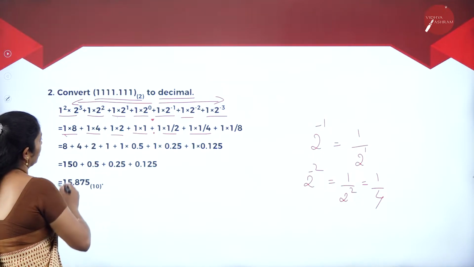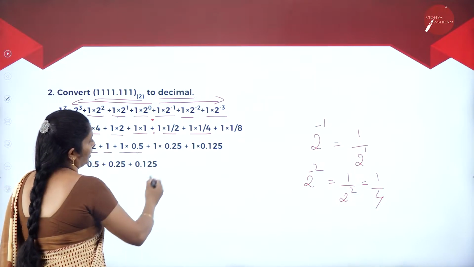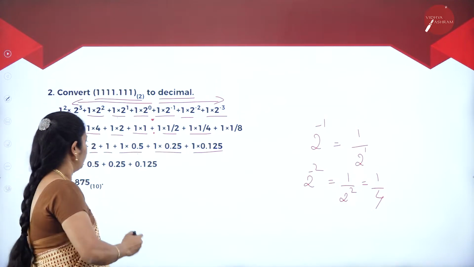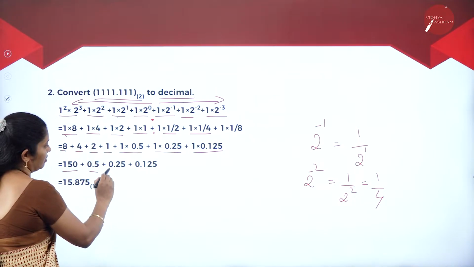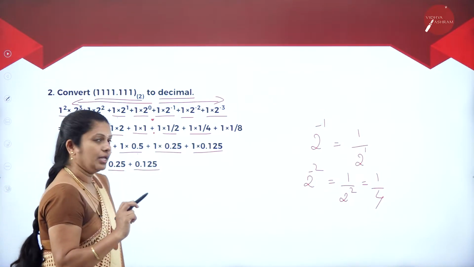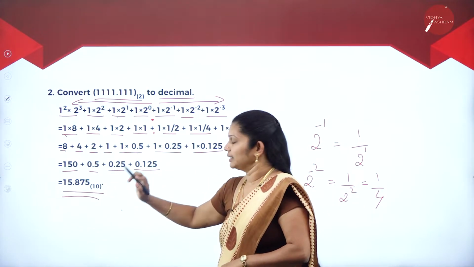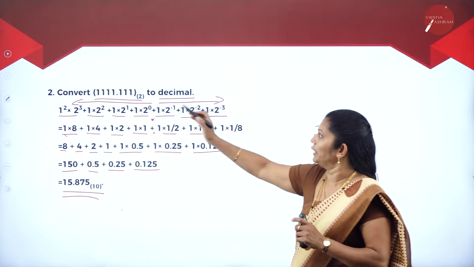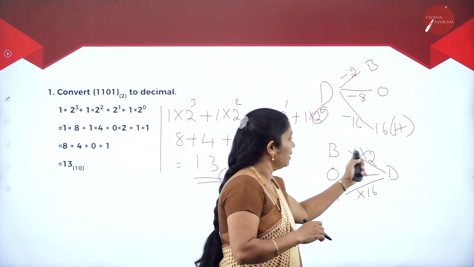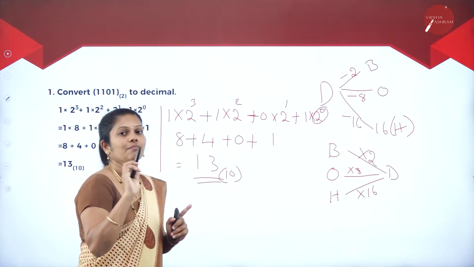Then do the calculation. 8 plus 4 plus 2 plus 1. Here 0.5, 1 into 0.25, 1 into 0.125. When you add 15, 0.5, 0.25, 0.125, finally we are going to get 15.875. In the base we have written 2, because in the base we have written 10 because we want to convert this binary number to a decimal number. Already I told you, if I want to convert any binary number to decimal, then only the multiplication process we have to follow, but while multiplying, multiply by 2.